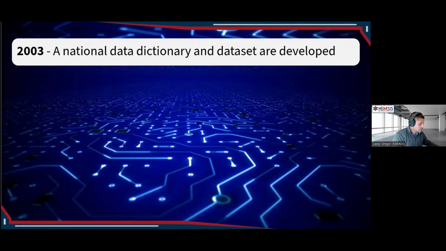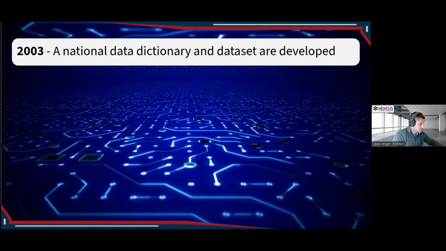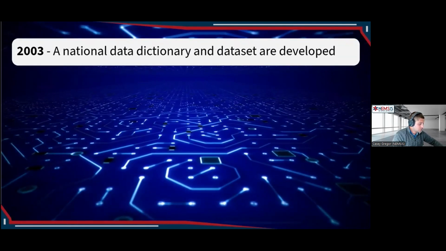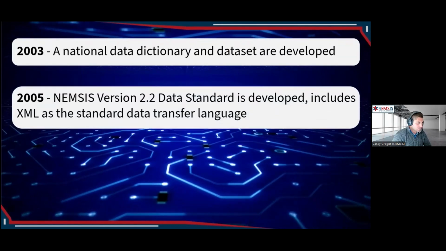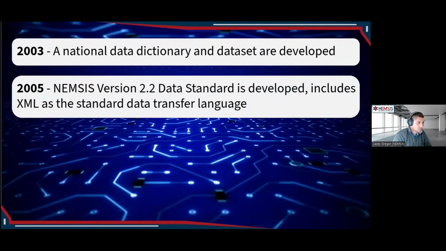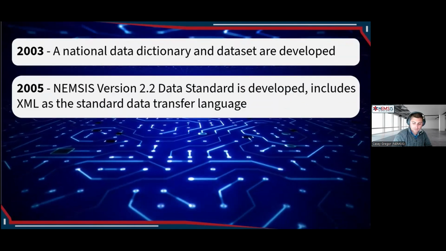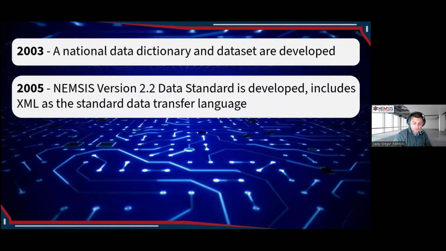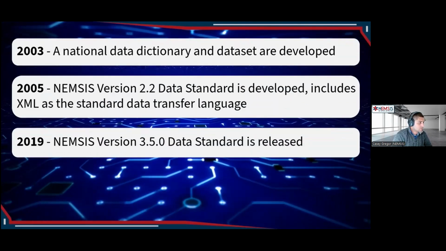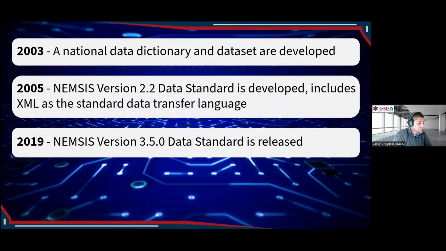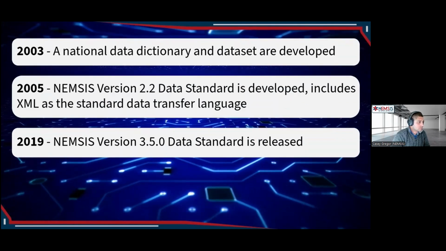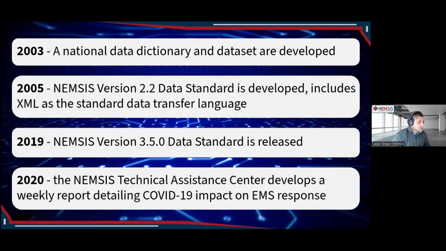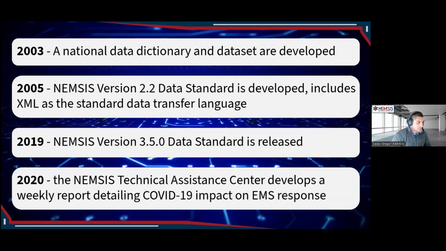In 2003, the NEMSIS Technical Assistance Center, in partnership with multiple stakeholders and NHTSA, developed a national data dictionary and dataset. 2005: NEMSIS version 2.2 data standard is developed and includes XML as the standard data transfer language. Work continued to develop new standards, leading to the release of version 3.5.0 in 2019, improving the robustness of EMS documentation and data collection.